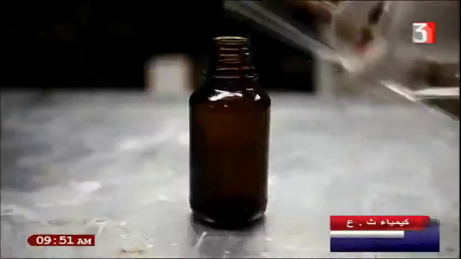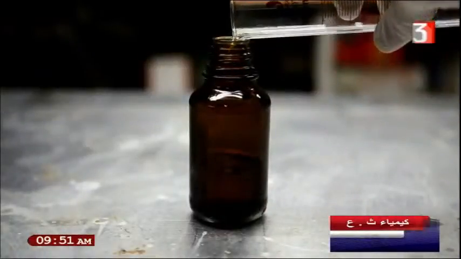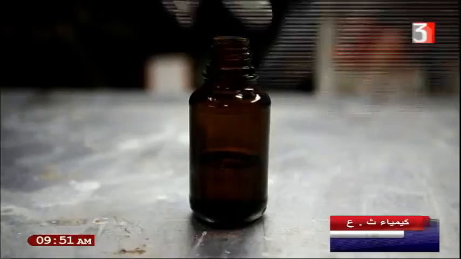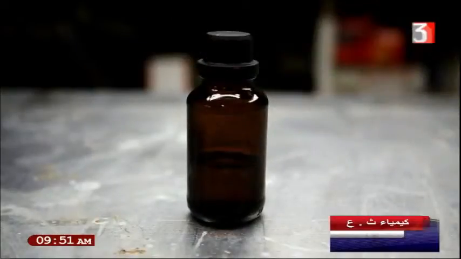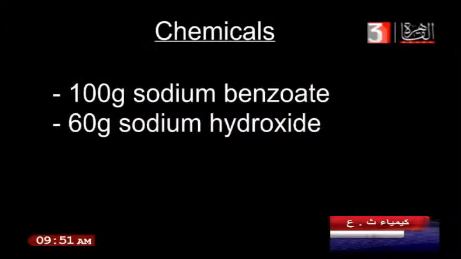Try to grind it. Grind it, change it from the solid state to the powder state. After that, you have the liquid added to the compound. What is this compound? We will see. Sodium benzoate with sodium hydroxide: 100 grams and 60 grams of this material.